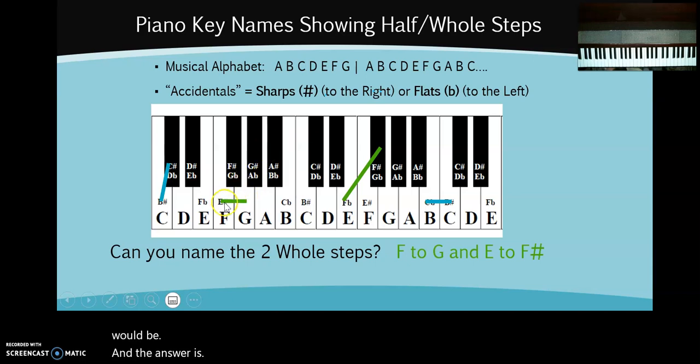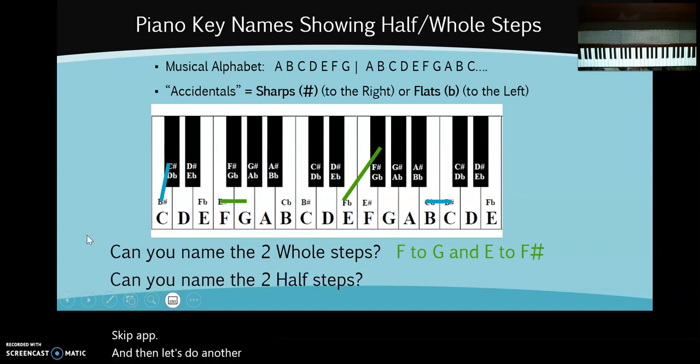So if you got it, it would be F to G, because we go F, we skip F sharp, we go to G. And then we also have E to F sharp. So E, skip F, we go to F sharp. Right?